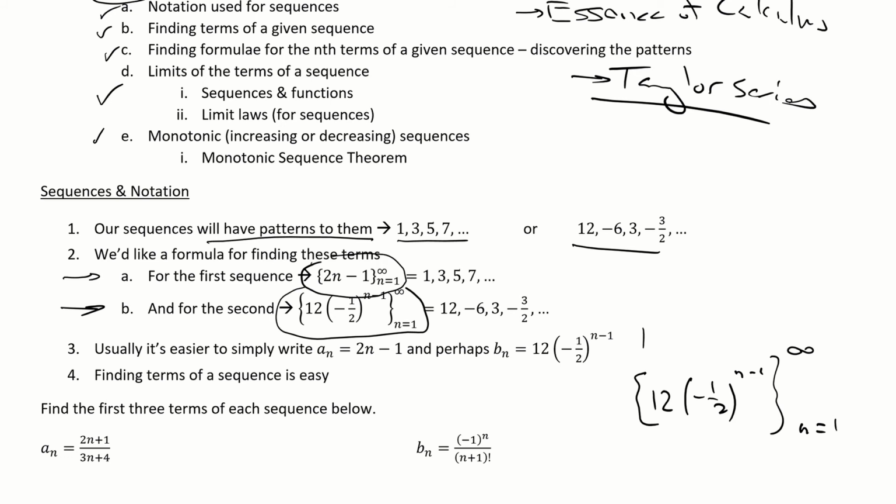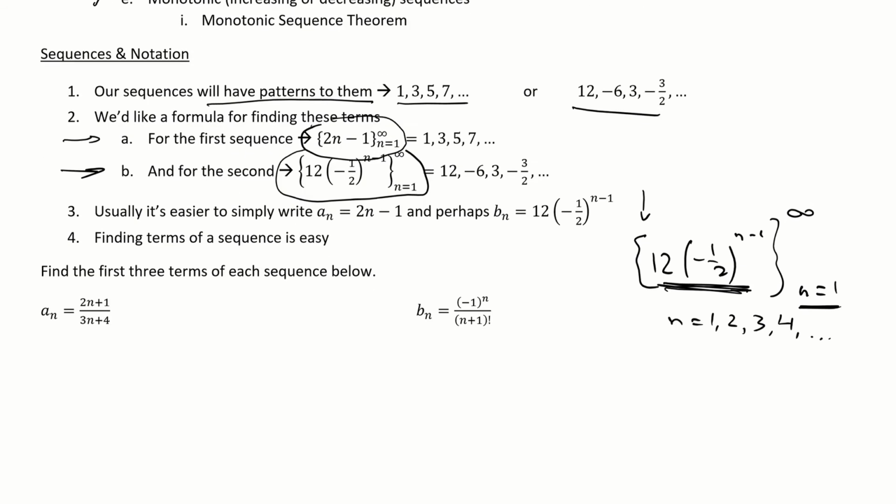Okay, so remember in math, the curly brace means the set. The set of what? The set of all terms that look like this, and they are indexed by a counter, n. N goes from 1 to 2 to 3 to 4. And as you plug those numbers in, you get the terms of the sequence.